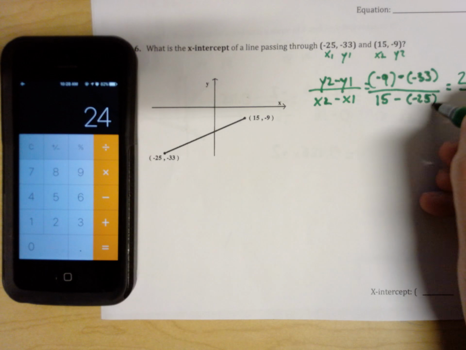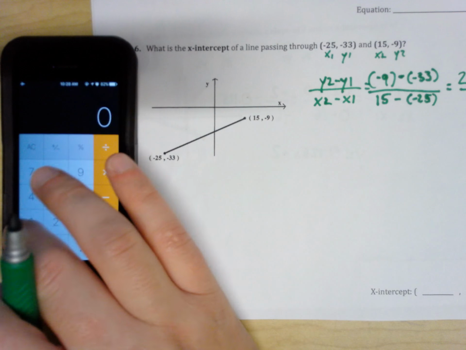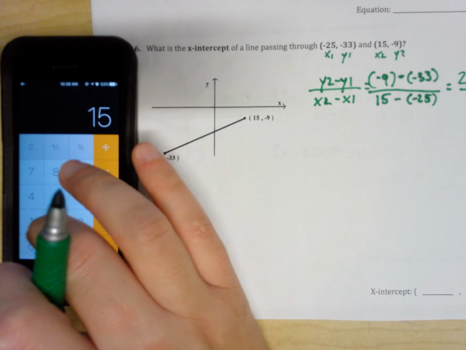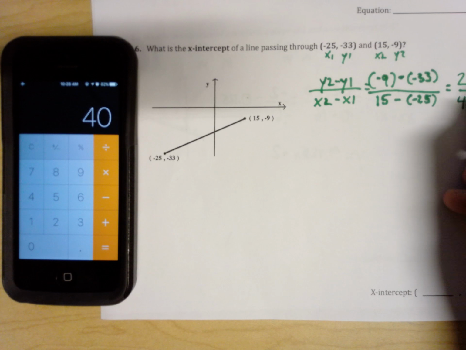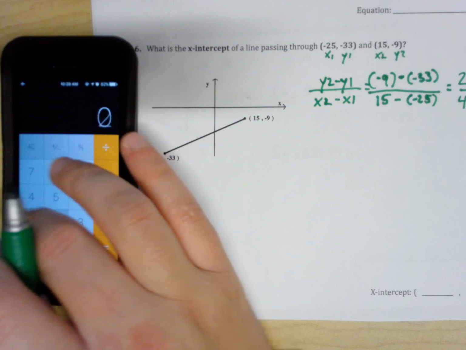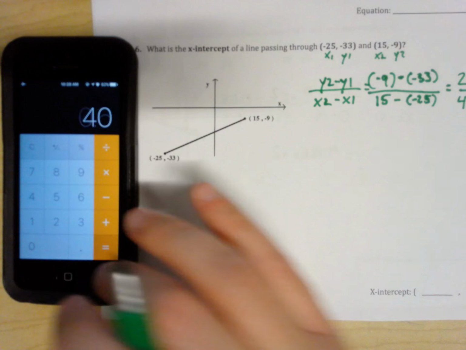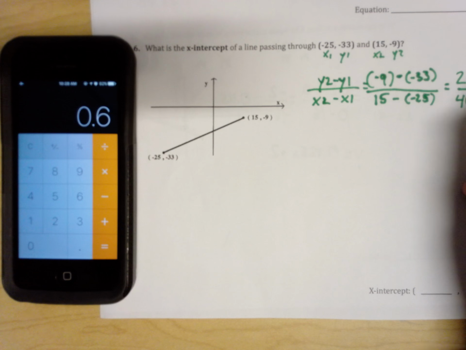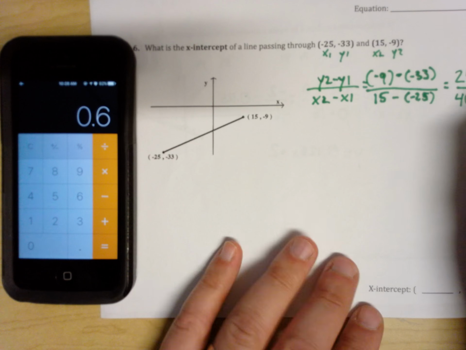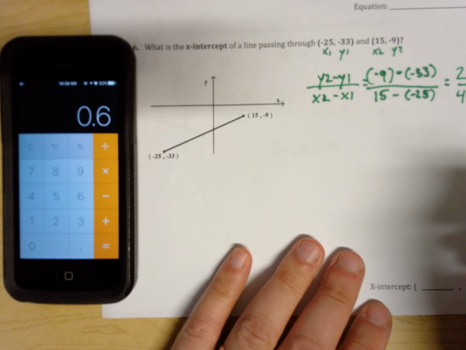And then I'm going to go 15 minus negative 25, and that's going to equal 40. And when I do the math, 24 divided by 40 is equal to 0.6. So that's our slope. That's A. Okay, so that's step one.